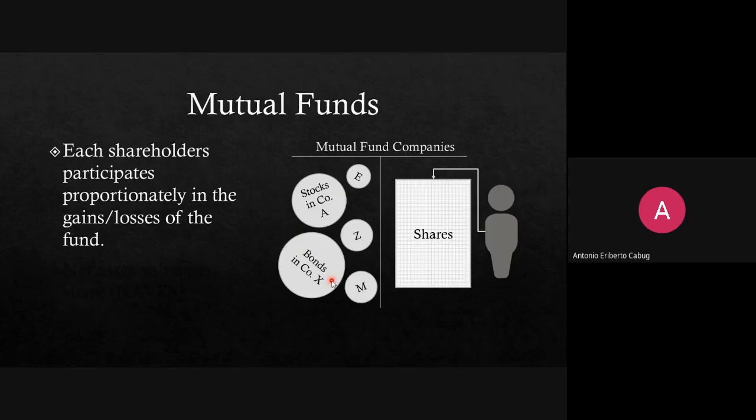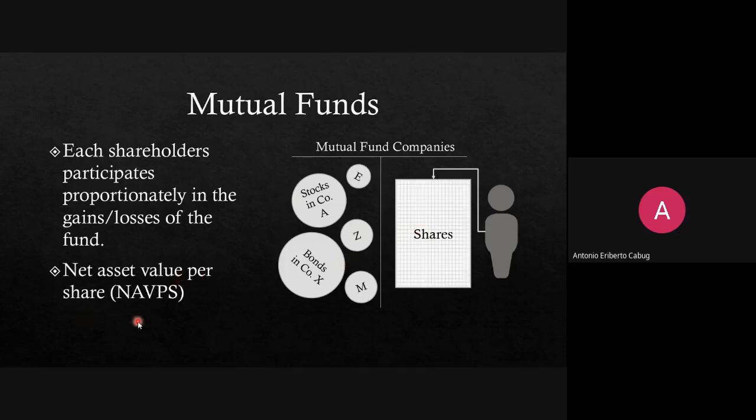Shareholders participate proportionately in the gains or losses of the fund. So when the market value of the securities here goes up, there would be a proportionate increase in the shares. Less the relevant expenses or fees, the shares would grow by the same proportion.